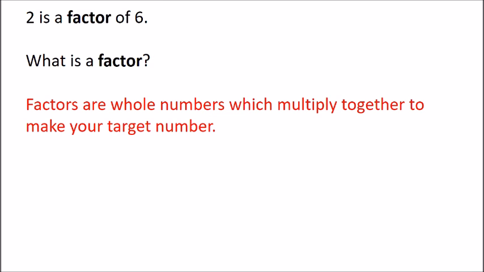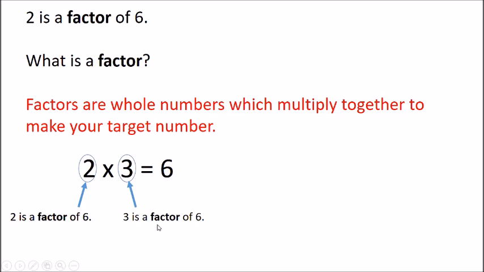Well, factors are just whole numbers which times together to make a particular number. So for example, if we're thinking about the factors of 6, because I know that 2 times 3 gives me 6, this tells me that 2 is a factor of 6 and also 3 is a factor of 6. 6 actually has 2 more factors. Can we think what they are?